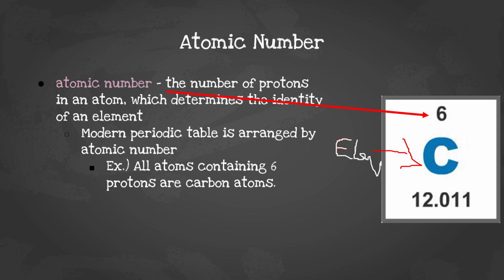And then down here, we have our atomic mass unit, or our average atomic mass. And each one of our elements is going to have these numbers displayed. So it's going to have the atomic number, the element symbol, and the atomic mass.